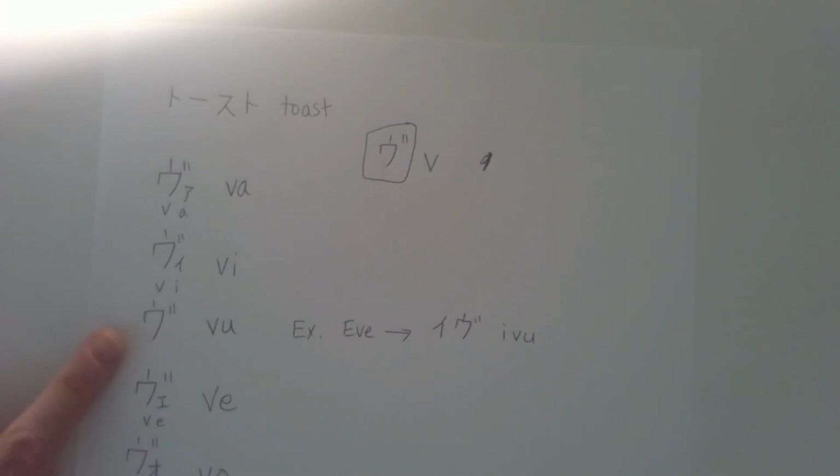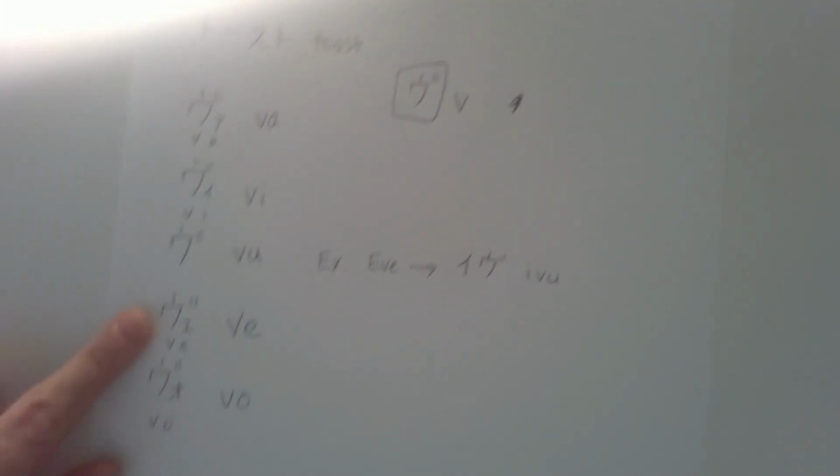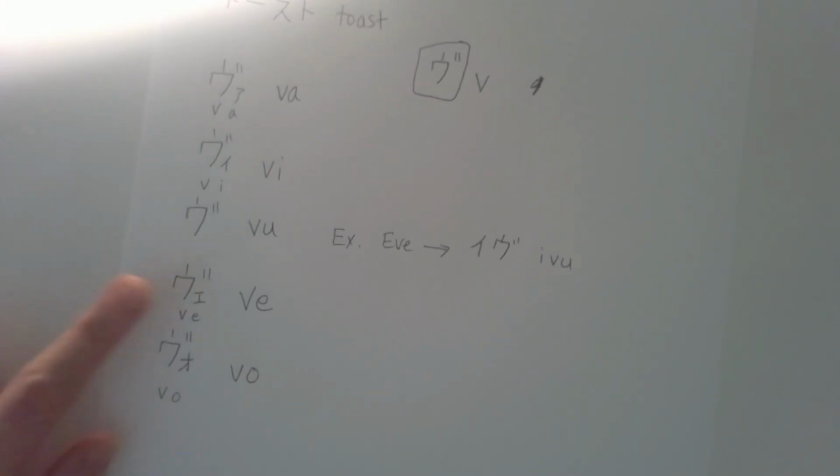Vu, we already did this one. Ve, for example, Beethoven, Beethoven. And with vo, let's do the word volume. Volume. So I'll show you this.